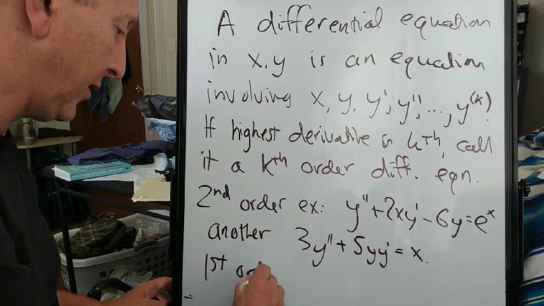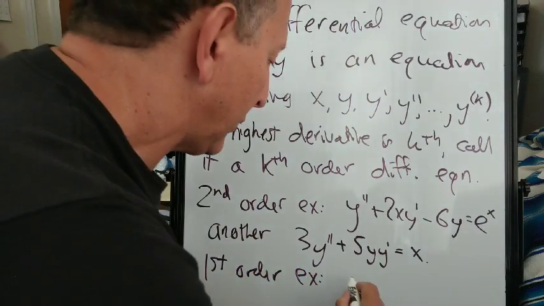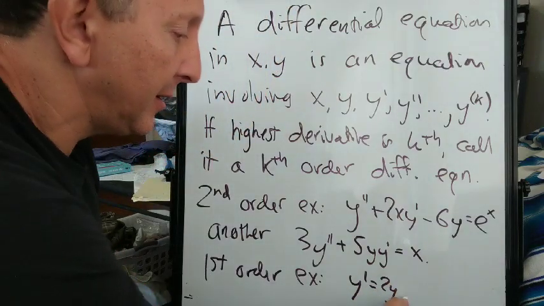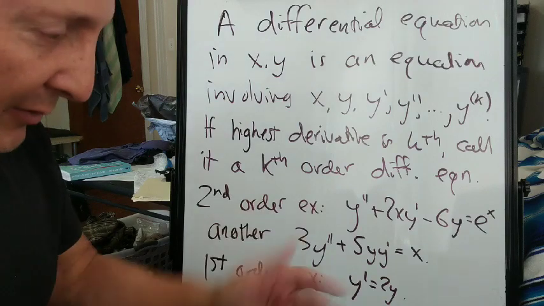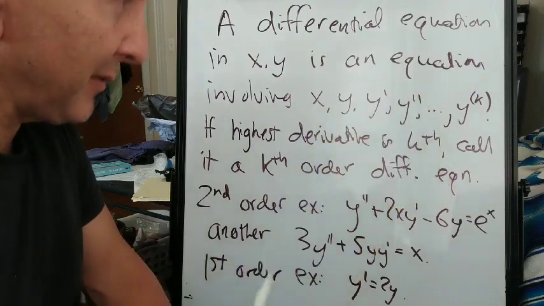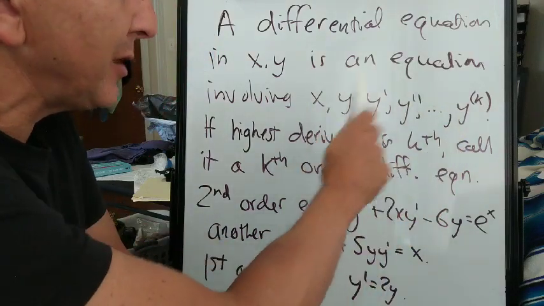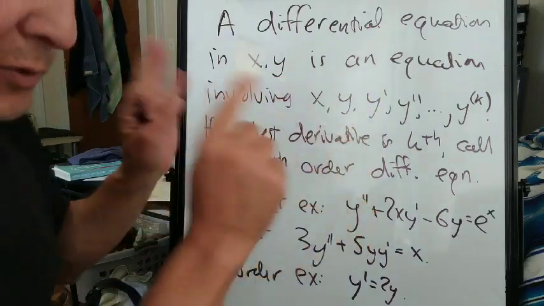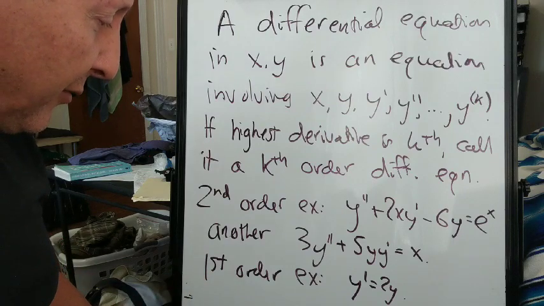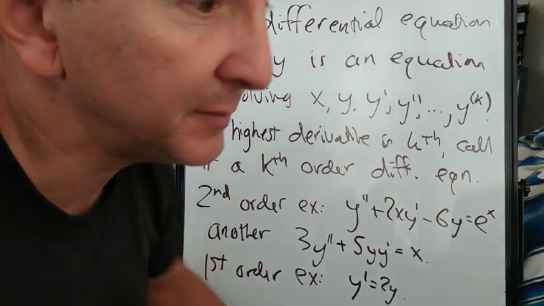A first order example is y prime equals 2y. In this example we can't even see x, but that's okay. We don't absolutely have to see x. We don't absolutely have to see all the derivatives either. We might just have the kth derivative in x, or the kth derivative in y, or some collection of these things. We don't have to see all of them. So here's a first order differential equation in which we can see y prime and y, but we can't see x.